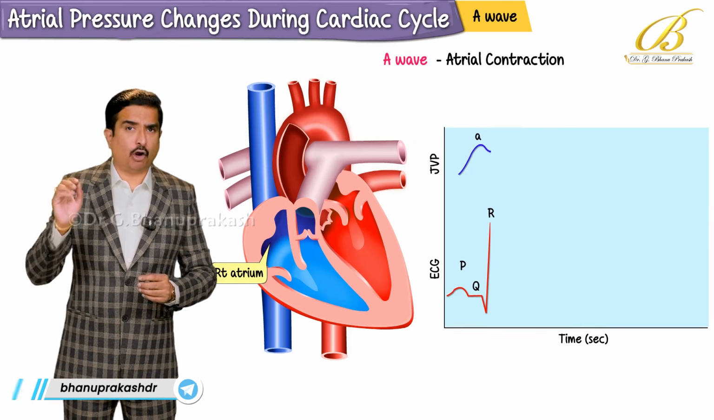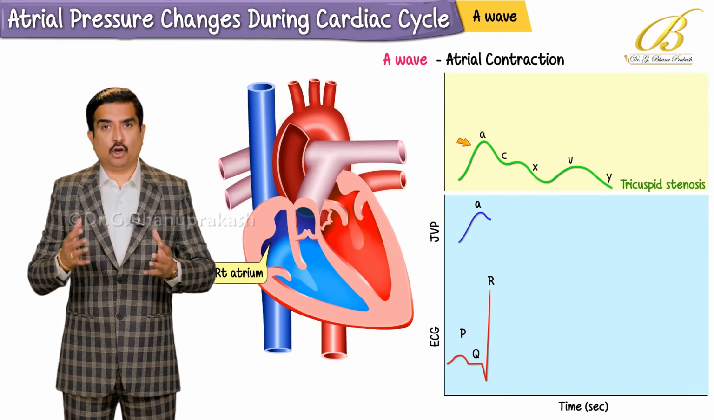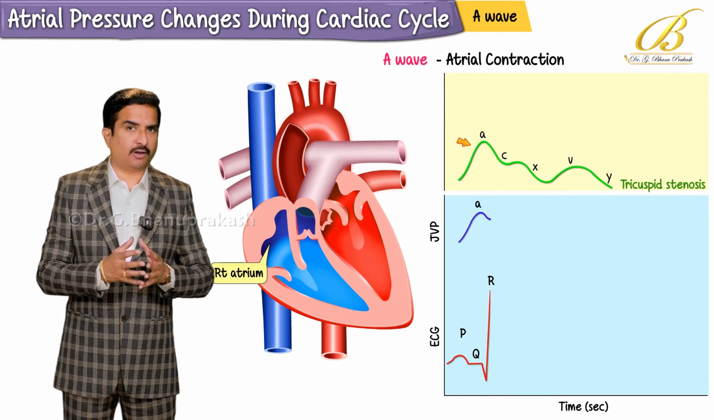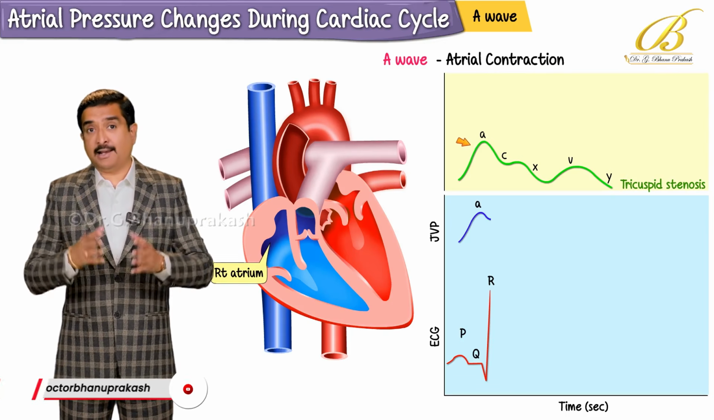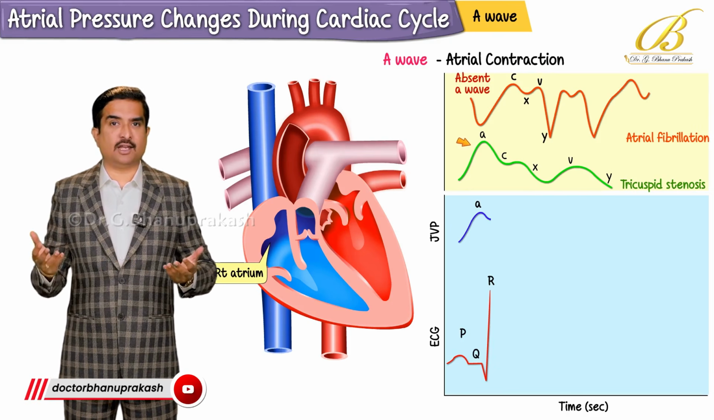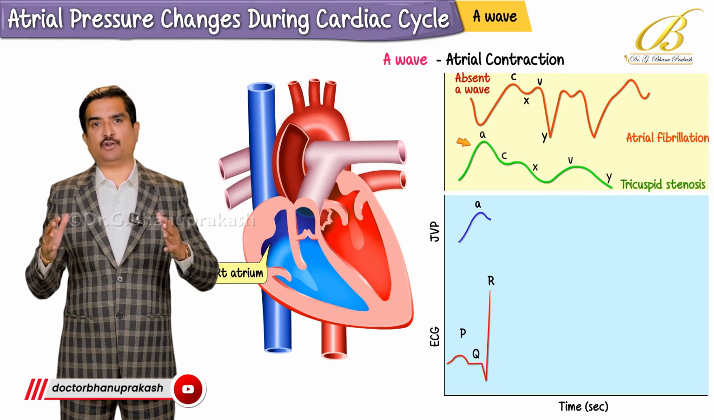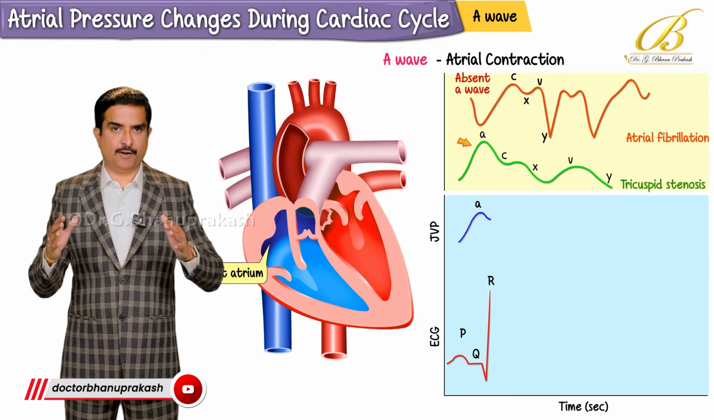It is prominent in conditions like tricuspid stenosis because the atria have to contract harder to push blood through the narrowed valve, and it is absent in atrial fibrillation since there is no organized atrial contraction. This is what the A wave is all about.